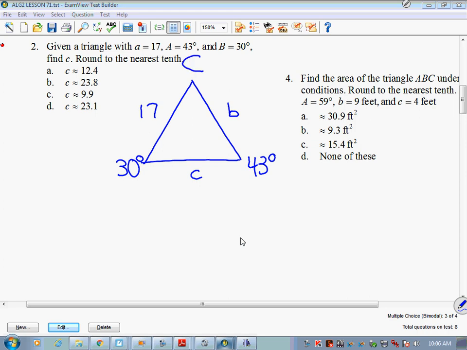Now, we want to find little c. So, in order to find little c, I have to know what angle C is. Can I find out what angle C is? How? By doing an equation?